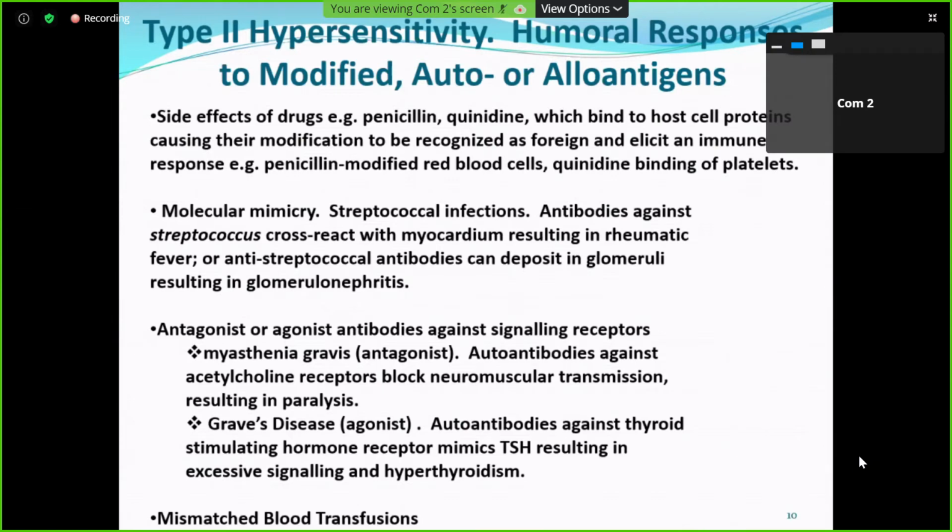Type 3 refers to circulating immune complexes. So these are soluble antigens which are circulating through the bloodstream or the lymph, bound by antibodies. So you get these floating large antibody-antigen deposits circulating through the system.